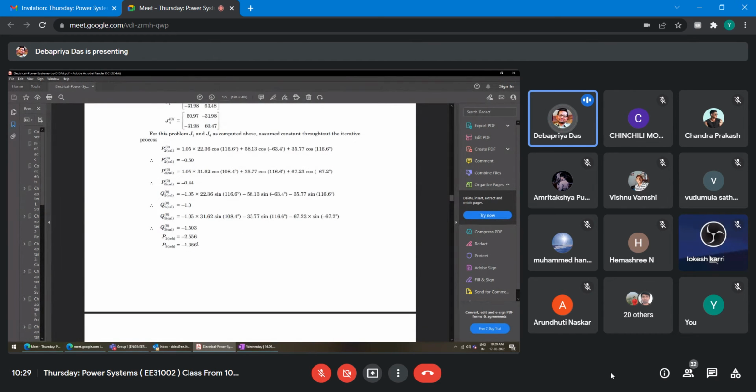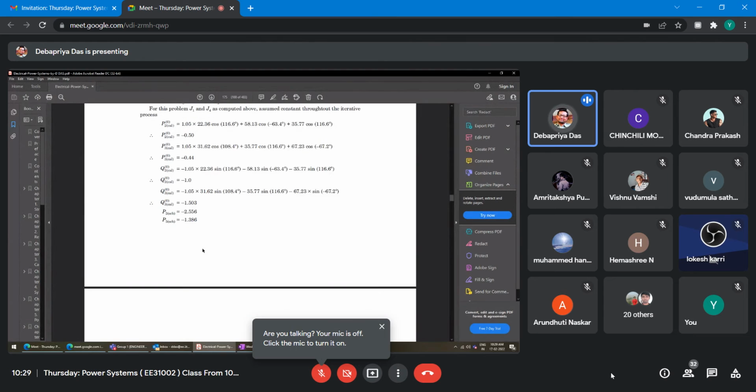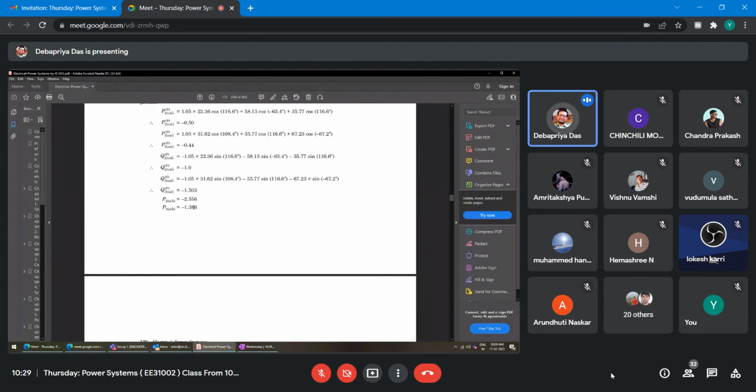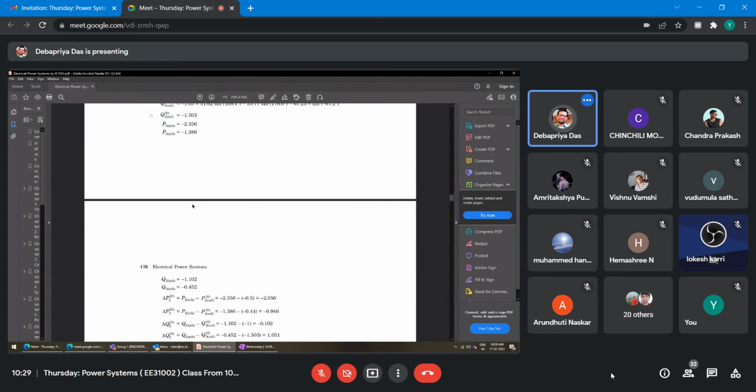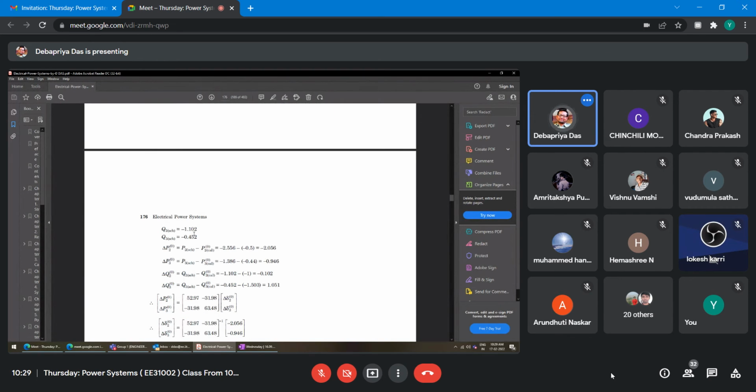Then the power injections P2, P3 and Q2, Q3, these values we got when solving the Gauss-Seidel method. So go back to the Gauss-Seidel solution. This we have computed, this we know. These power injections are actually known values. Similarly, Q2 and Q3 are also computed by solving the same problem 7.2 by Gauss-Seidel. These are also known values.